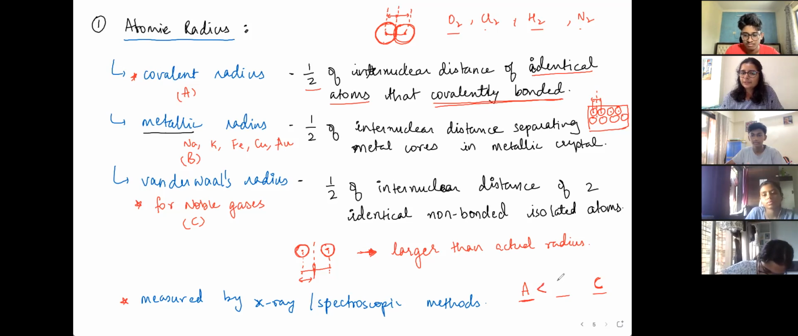Slightly, it's comparable to metallic. So covalent is only slightly smaller than metallic, and both of them are adjacent. In covalent, the atoms are bonded, right? So there's orbital overlap, if you guys remember. And in metallic, the cores are adjacent to each other, and in between there's a sea of electrons. Because of that tiny difference, covalent is going to be slightly smaller than metallic. But both of them are of comparable order, and these two are much, much smaller compared to van der Waals. Van der Waals is going to be really, really large. Okay, so this is the order of the radii: covalent less than metallic, a lot less than van der Waals.